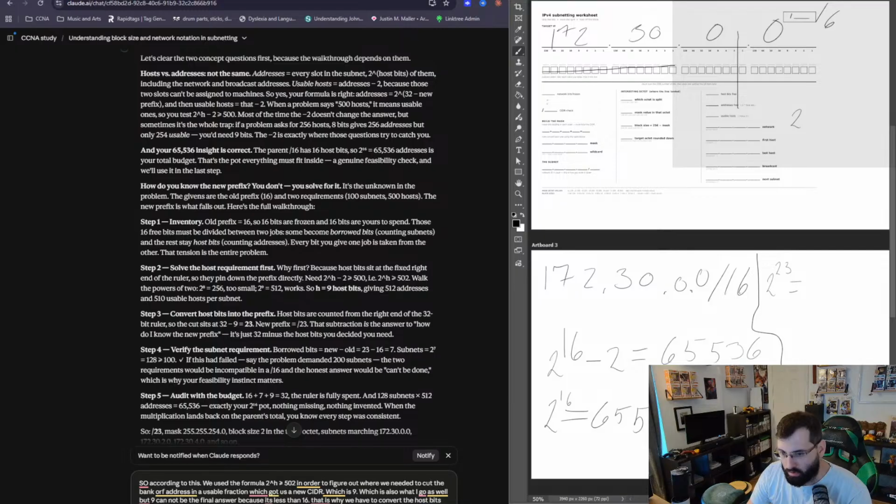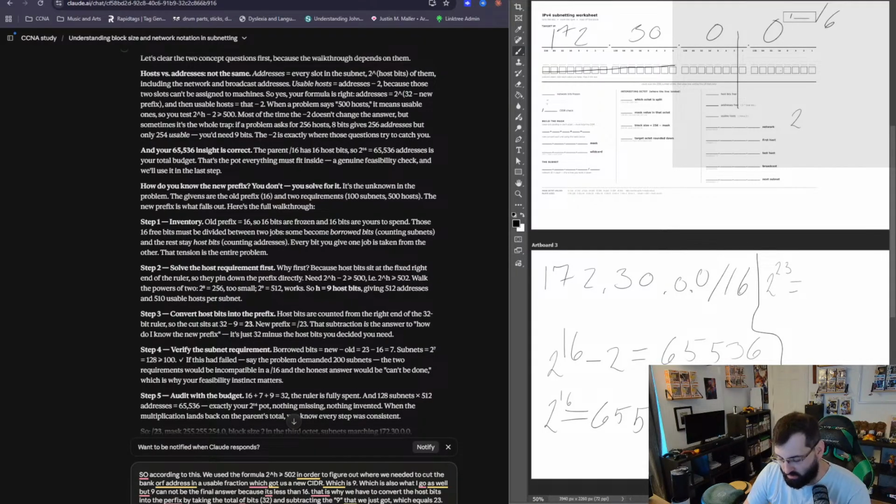So where am I at with this? What does this mean? Convert the host bits to the prefix. The host bits are counted from the right end of the 32-bit ruler, which is over here. That's the host bits. Okay, you can't see it, this part right over here. So the cut sits 32 minus 9, which is 23. New prefix is 23.